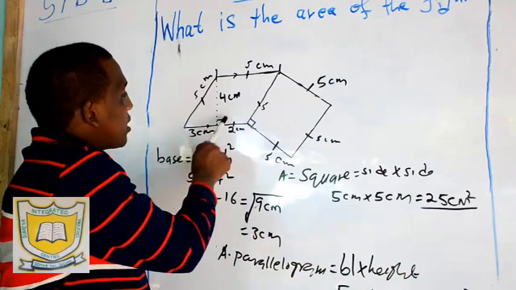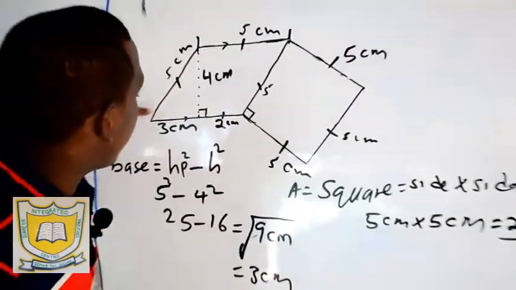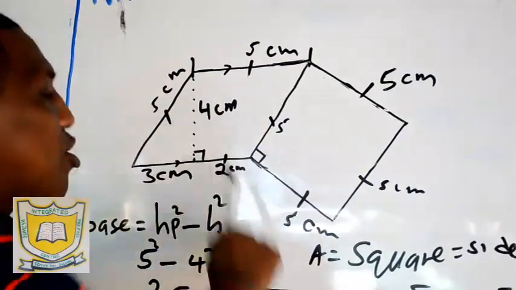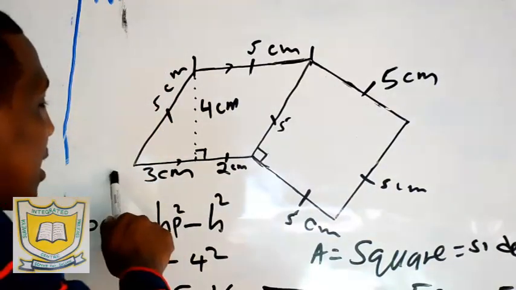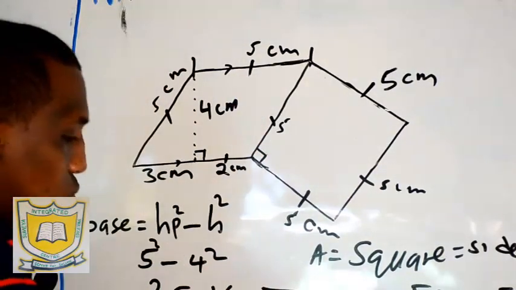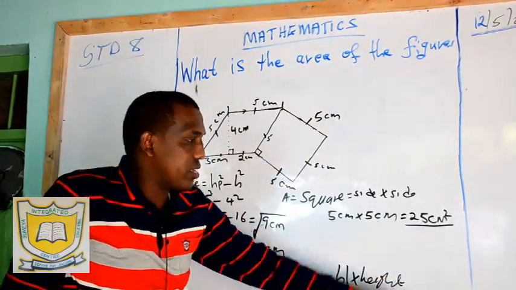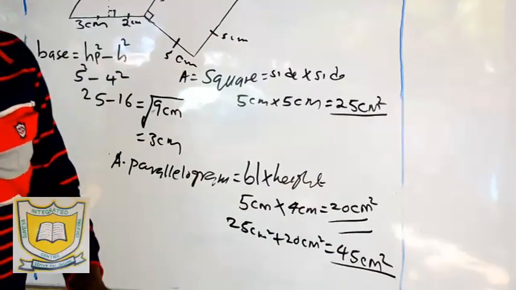So if here is 3, suppose you are asked here, it will be 2. Why? 5 minus 3 is 2, because this line resembles this one. So to get the area of a parallelogram, we say the base length times height. So base length is this line or this one, which is 5, times the perpendicular height 4, you get 20. Then you add the 25 plus 20, you get 45 centimeters squared.